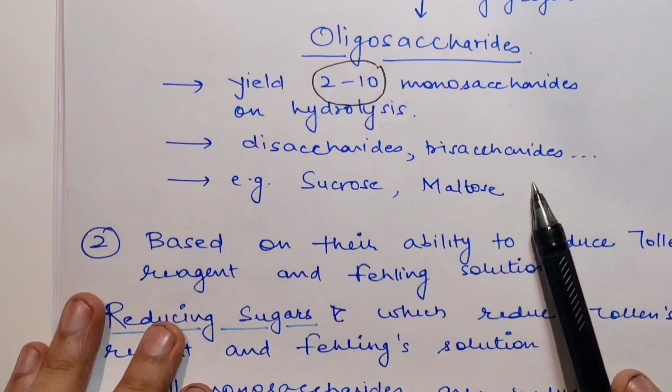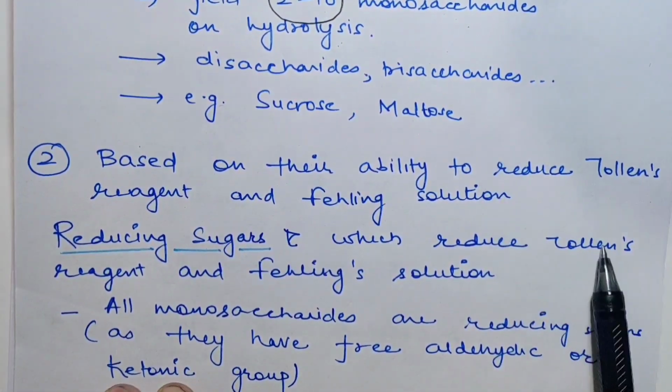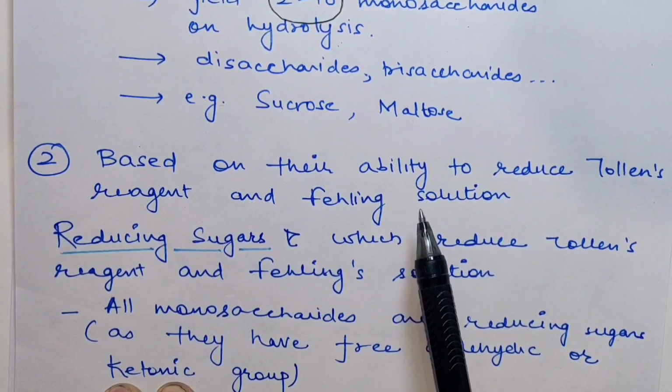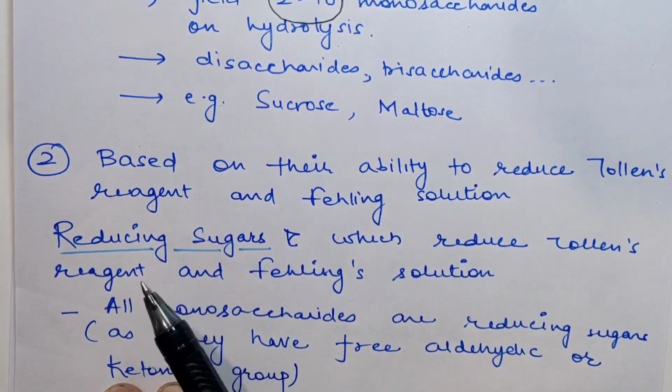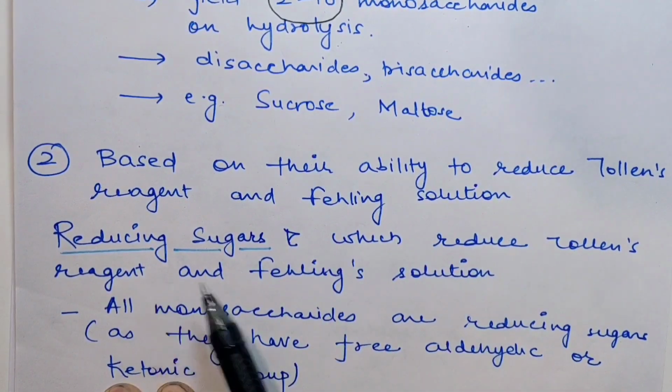Moving on. Now this is important. Based on their ability to reduce Tollens reagent or Fehling solution, they can be categorized into 2 categories. One is reducing sugars. They are the sugars which reduce Tollens reagent and Fehling solution.